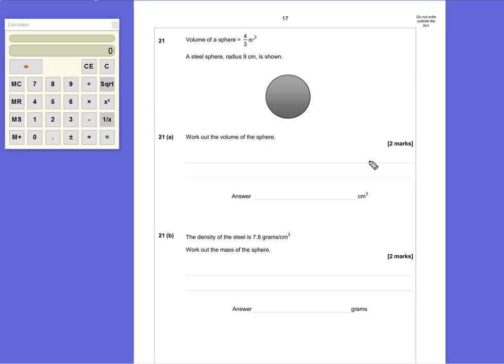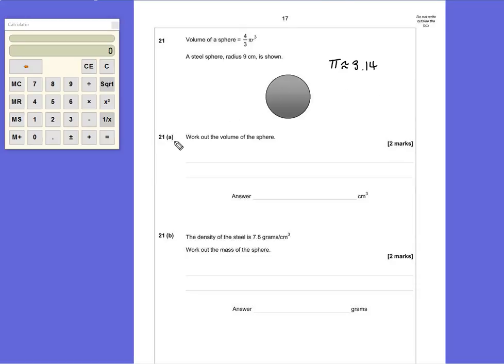Well, the formula's been given to you, and most scientific calculators will have pi actually programmed in. If it doesn't, then try to remember that pi approximates to the value 3.14.